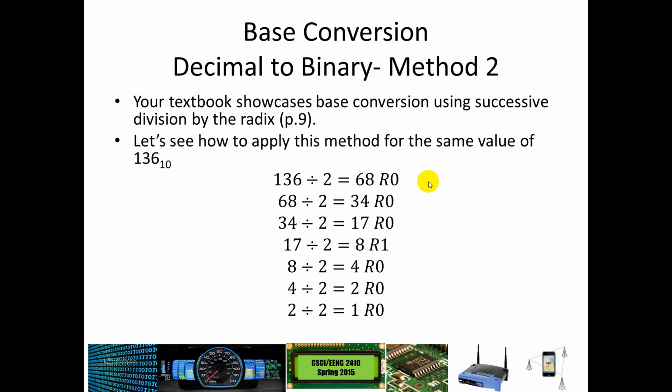So right now we have 1 with a remainder of 0. We've got to take that 1, divide by 2. That gives us a quotient of 0 with a remainder of 1.